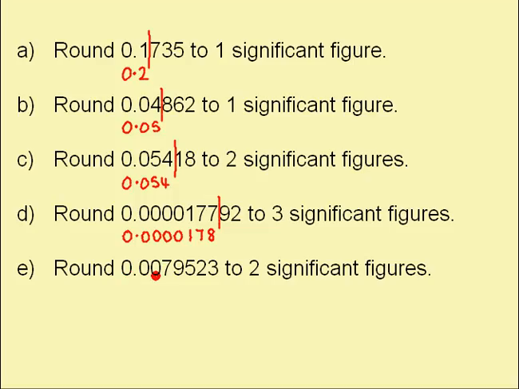For the last one, I want two figures. Don't count any of the zeros, count the 7 and the 9. The 5 tells me to round this up, so I have 0.0080. Because this 0 was part of my significant figures when I rounded, I need to leave it here. But I don't need to put any extra zeros on the end. So this is the answer to this question.